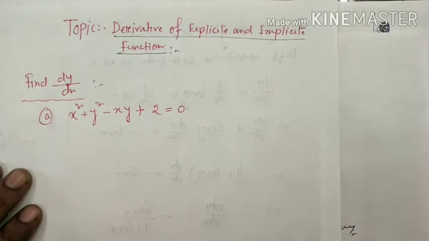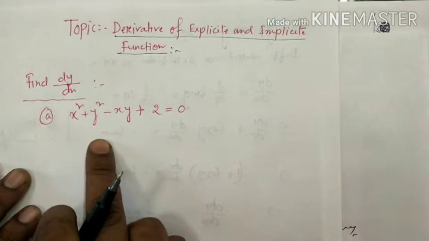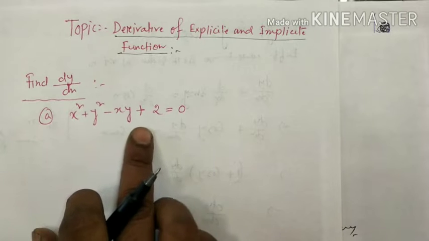Hello my dear students. In continuation of the last lecture, again I am coming up with the topic derivative of explicit and implicit function. Here I am going to find the differentiation of an implicit function. So the question is what? x square plus y square minus xy plus 2 equal to 0.